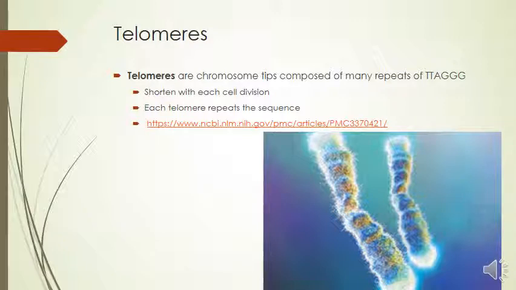Telomeres are chromosome tips, and they're composed of many repeats of TTAGGG. They shorten with each cell division, and each telomere repeats the sequence.